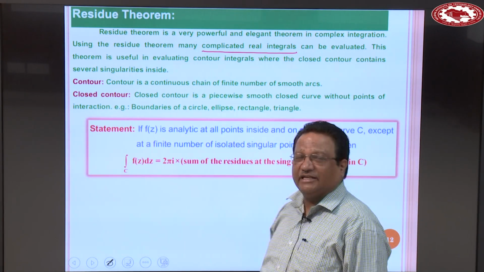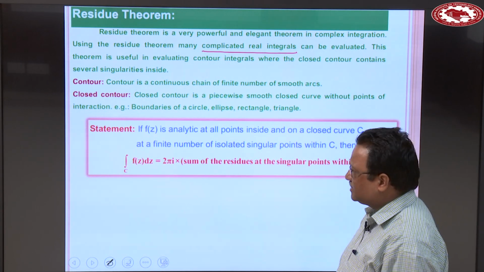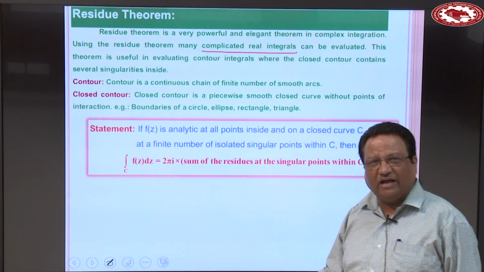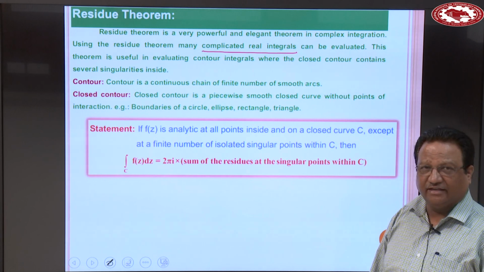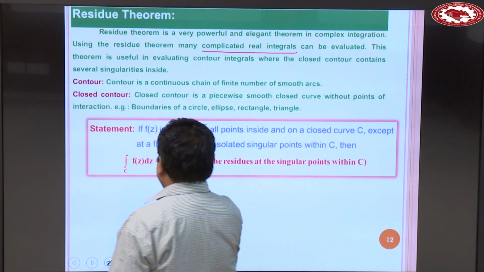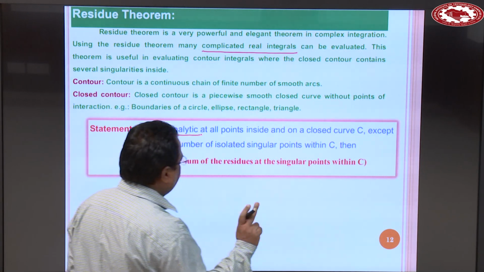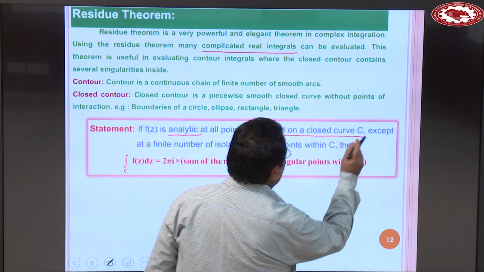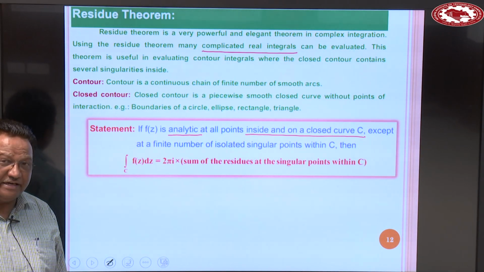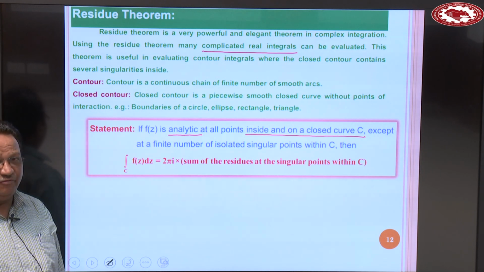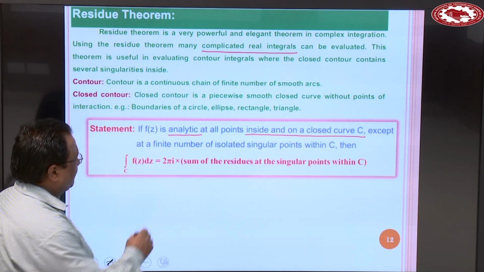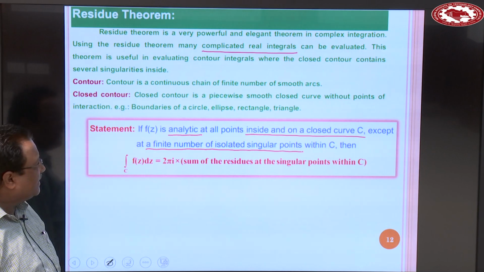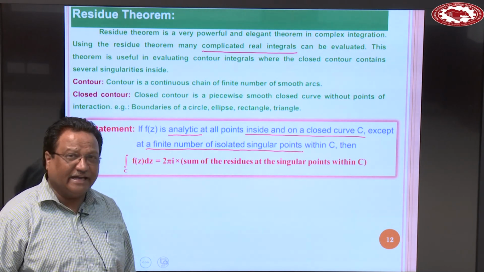So, this one is the statement of the residue theorem. So, what is the residue theorem? This theorem is very important, okay. So, with the help of this residue theorem you can evaluate complicated real integrals, okay. So, if f z is analytic, understand this term, okay. f z is analytic at all points inside and on a closed curve. f z is analytic at every point within and on a closed curve, except a finite number of isolated singular points within that closed curve C.